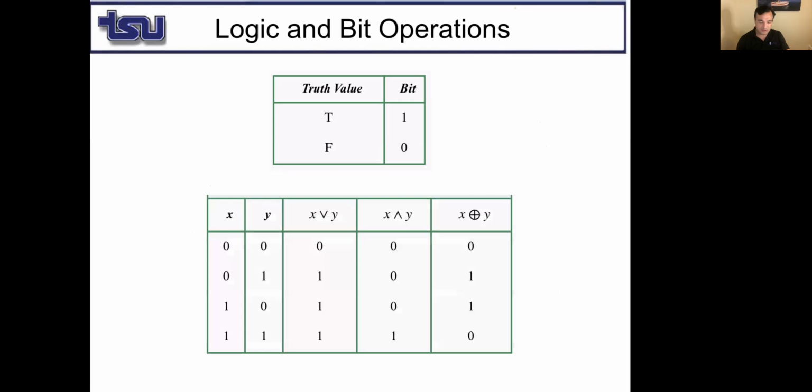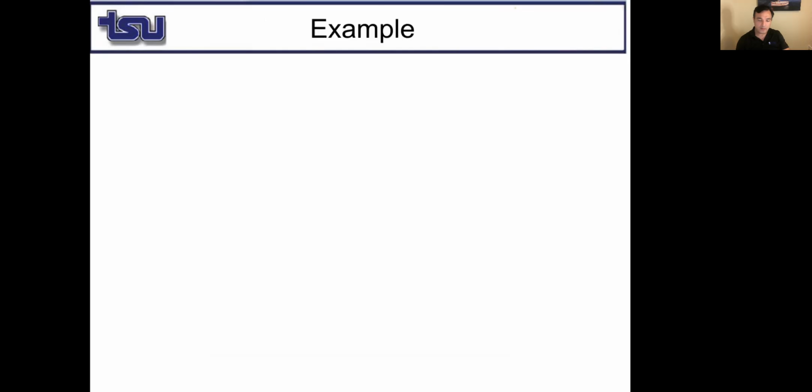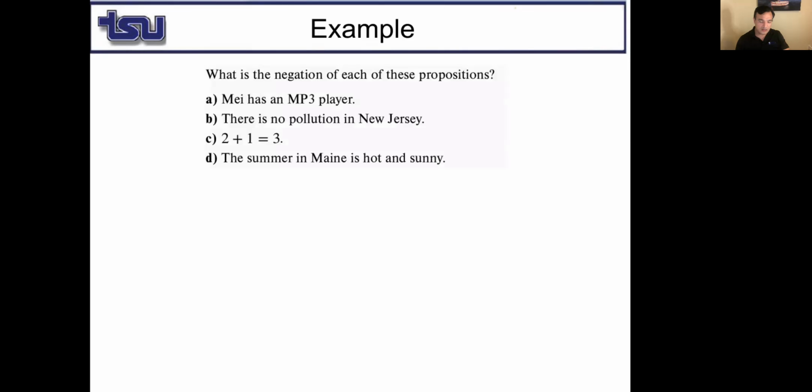Here is an example. We have X and Y, all possible combinations: 0, 0, 0, 1, 1, 0, 1, 1. There are no other possibilities. And this is or: false or false is false, false or true is true, true or false is true, true or true is true, and so on. So you can use zeros and ones. Okay. All right, so here are some very, very simple examples.